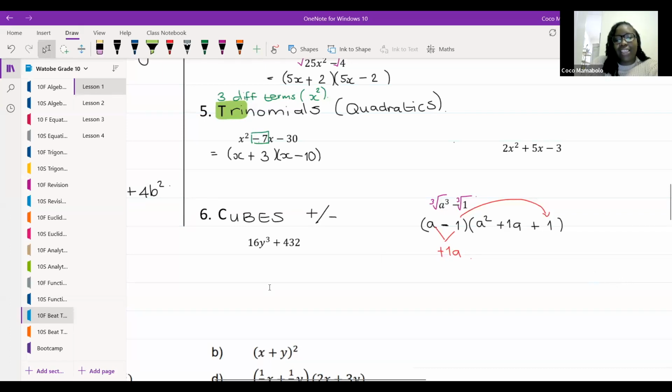Okay, all right, guys. Now, this is also a sum of cubes. We can just write that. It's the same. All right. I want you guys to factorize this for me. It is a difference of cubes.